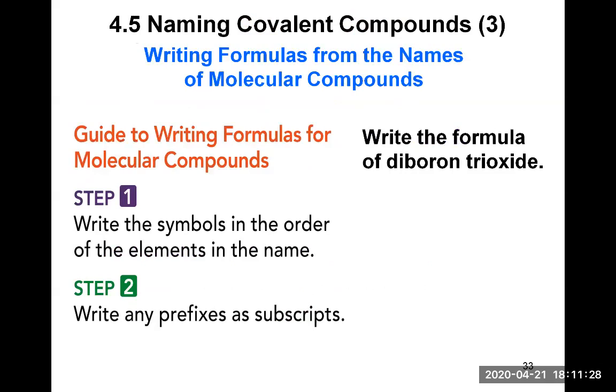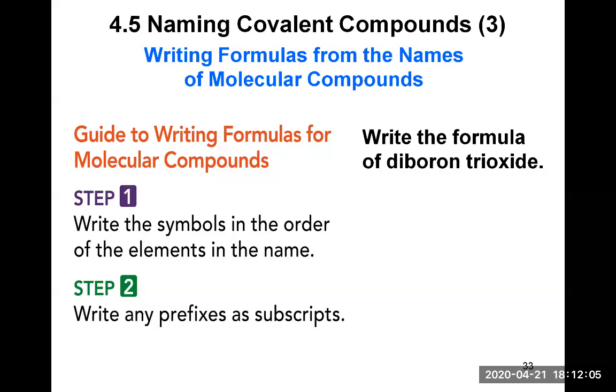So you need to be able to do the reverse process, which is writing formulas from the names of molecular compounds. Here I say molecular compound. Know that covalent compound is synonymous to molecular compound. Remember that we call molecules any kind of covalent compound. So we will follow the guide for writing formulas, and we will do that by following the example of writing the formula of diboron trioxide.